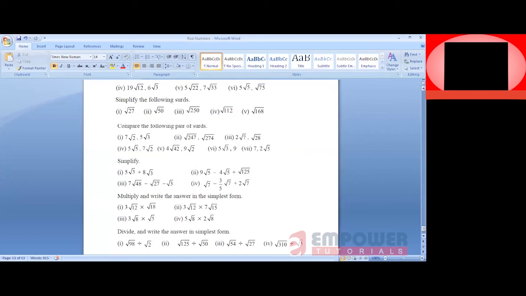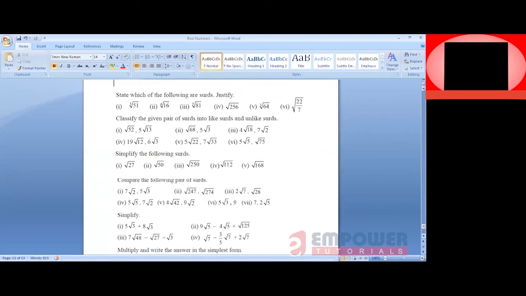Okay. So in the first one, what you have to do is state which of the following are surds and justify. So basically, you need to look for whether this number is a cube root or fourth root. If it is a perfect root, then it won't be a surd. It will convert into a rational number. And if it is not a cube root, fifth root or fourth root of this number, then it will come in the form of surds. So let me show you.